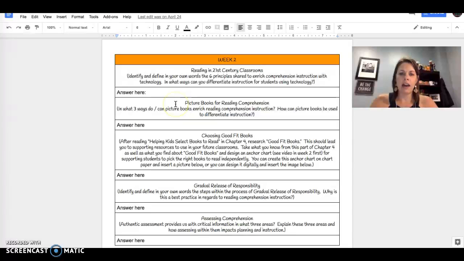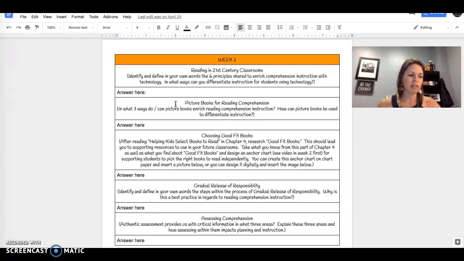Also, you're going to be looking at picture books for reading comprehension. We kind of think of picture books as something we use in kindergarten or first grade, but really and truly they have a strong purpose at all levels, even high school, even at the university level, using picture books to teach comprehension strategies. In chapter 4, the authors speak to how picture books can enrich reading comprehension instruction, specifically across any grade level.